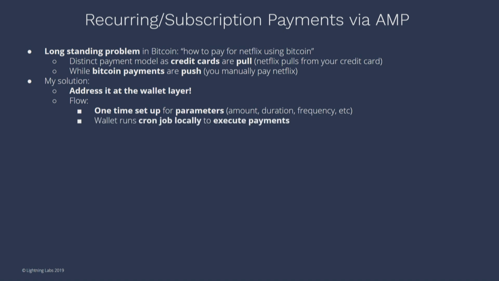So what we're going to do is have a one-time generation of the initial parameters. Let's say it's the amount, the duration, the frequency, whatever else. We're going to encode that information in the invoice itself. Maybe it's a special, different invoice. So at this point, I know this is my Netflix invoice. Then my wallet is going to scan this payment descriptor or invoice in a one-time setting, right?